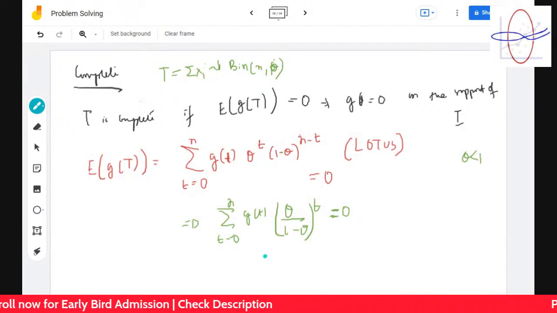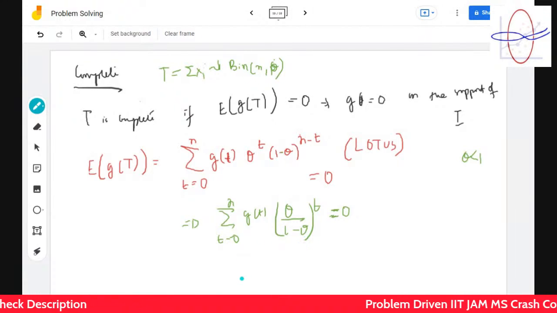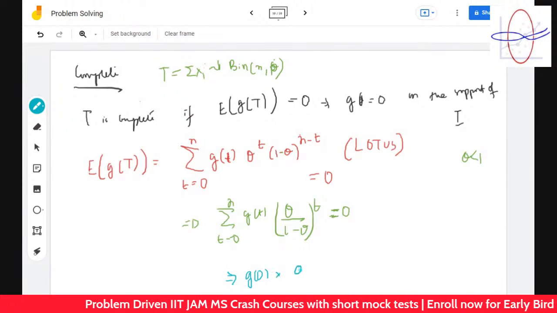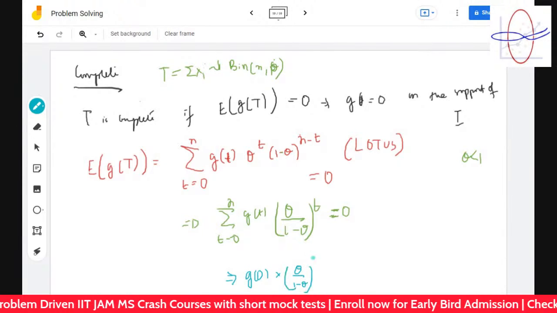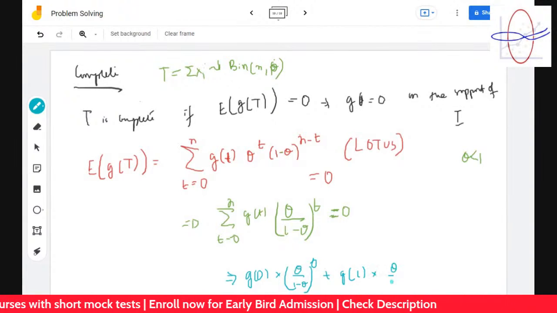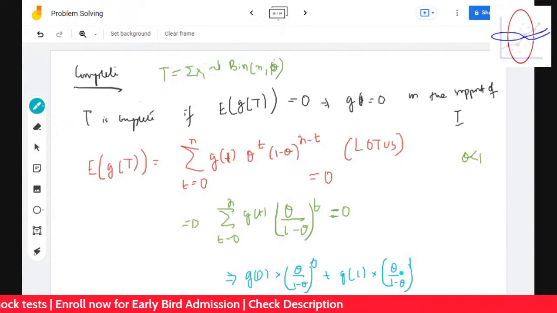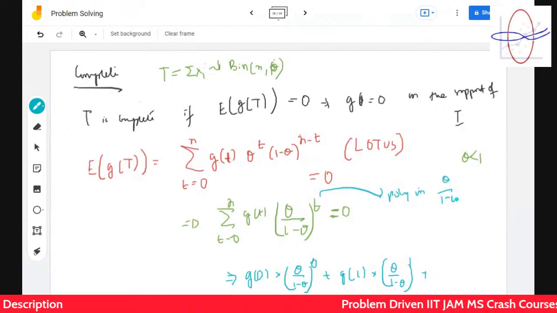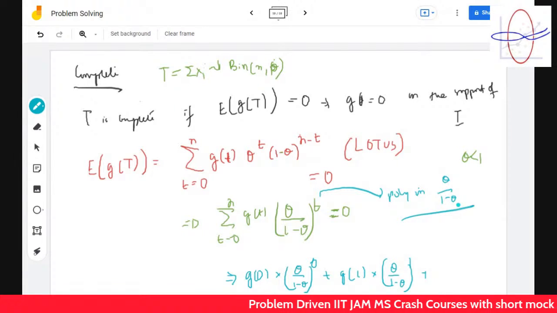You can easily understand it's nothing but a polynomial in theta by 1 minus theta. If you put it, it's g of 0 times (theta by 1 minus theta) to the power 0, plus g of 1 into (theta by 1 minus theta) to the power 1. So it's a polynomial in theta by 1 minus theta. Therefore, this is the polynomial.